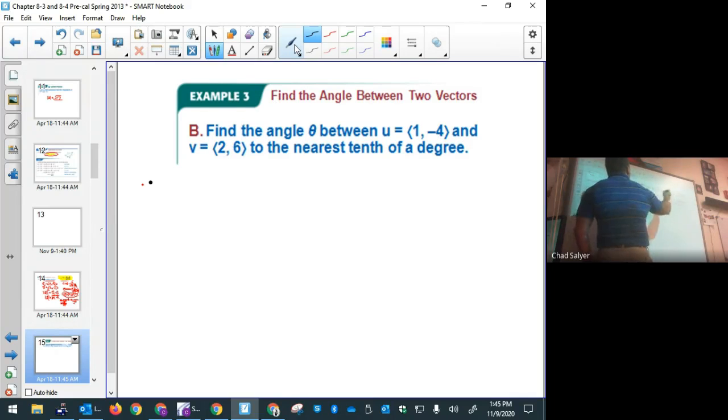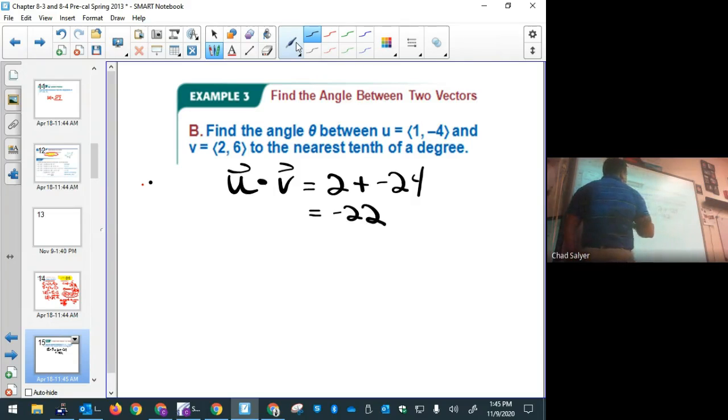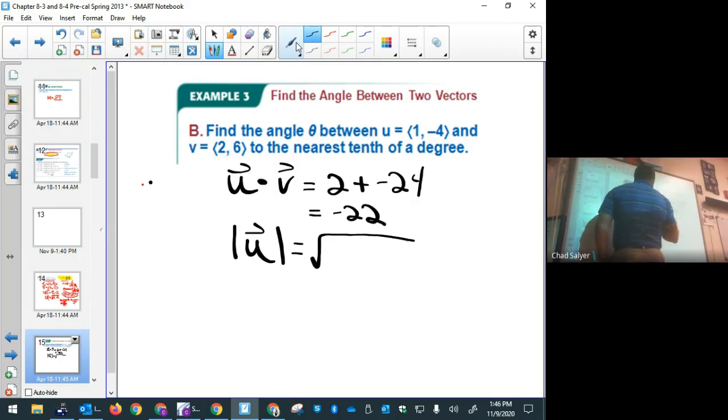Okay, so we want to find the angle theta between these two vectors. Let's find U dot V first. So that's 1 times 2 plus -4 times 6, -24. So that's -22. Find the magnitude of U. So that's going to be the square root of the component squared. So that's 1 squared plus 4 squared.